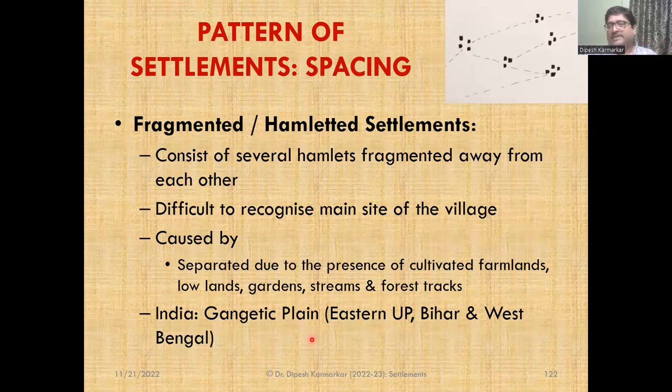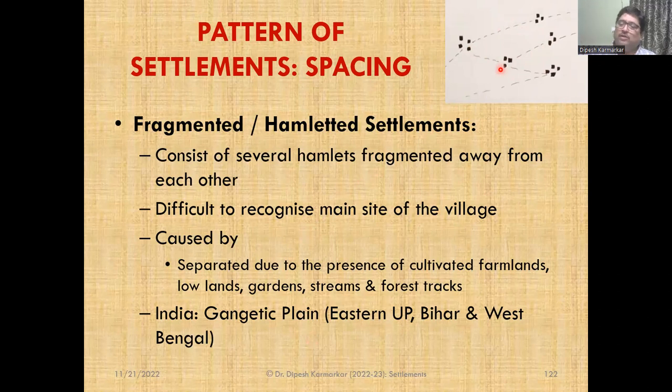Okay, but these hamlets are not compact; they are not very close to each other, but they are away from each other, as you can see in the sketch which we have seen earlier. And therefore, which one of these hamlets is actually the main village or a main settlement is quite difficult to find out. Now, this kind of hamleted pattern may be caused again because of vast expanse of farmlands, or there may be lowlands, or there may be some physical barriers in between that separate those hamlets from each other.